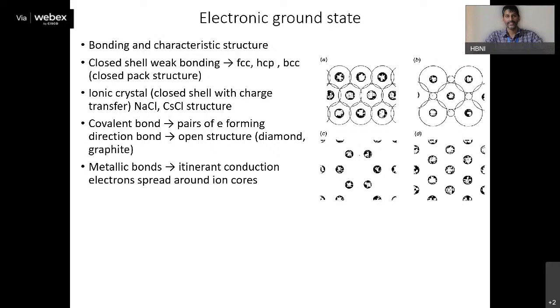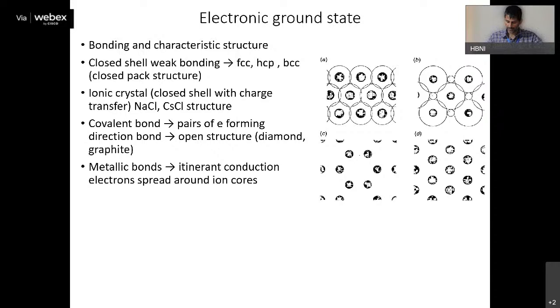And if you take a metallic bond, then in case of a metallic bond, as we know, the conduction electrons become itinerant, and they spread around the ions. So the central point here is that the structure of any material basically depends upon its electronic arrangement, or it is governed by the electronic ground state of that system, or vice versa. So what we have to do is find out what will be its electronic structure, because that governs the atomic arrangement or atomic structure of the system.